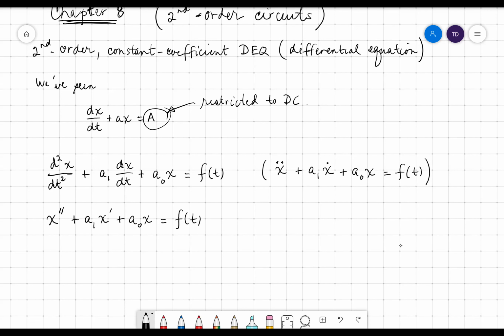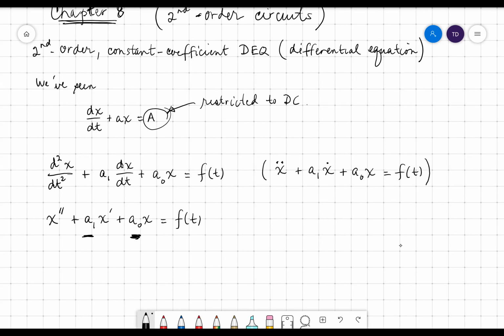Every time you see a prime, it's another derivative. We used the prime notation when we dealt with superposition, but that prime notation did not imply a derivative. Here it implies a derivative. So this is the equation that we're looking at, and this is a second order constant coefficient differential equation.